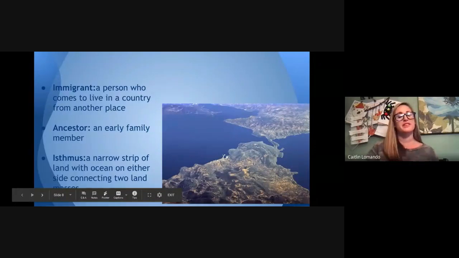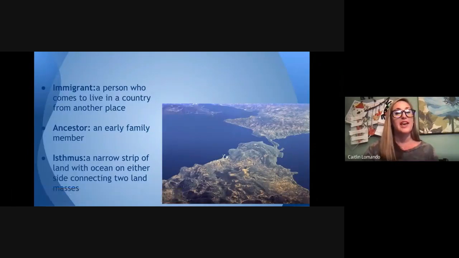So just a couple things to keep in mind as we move forward. An immigrant is a person who comes to live in a country from another place. An ancestor is an early family member, so way further back on your family tree. So our parents are not ancestors. Our grandparents are not ancestors.